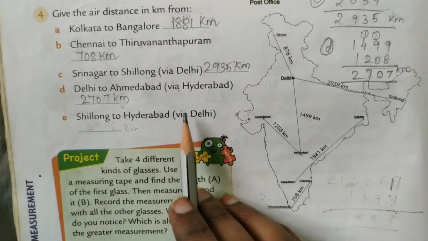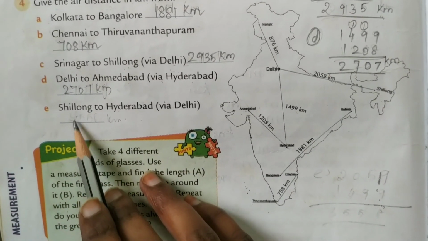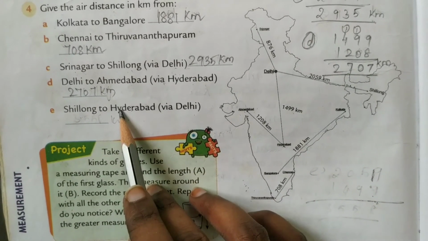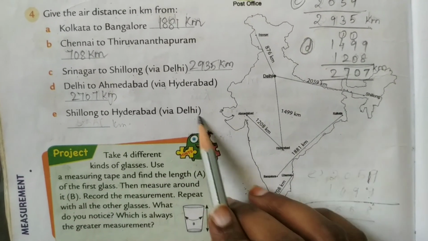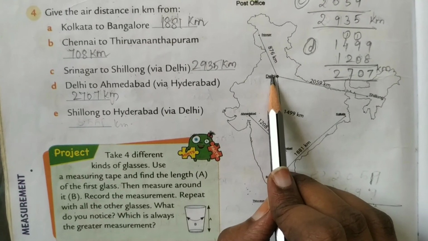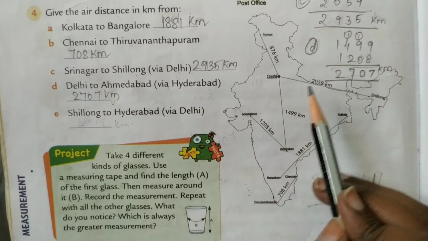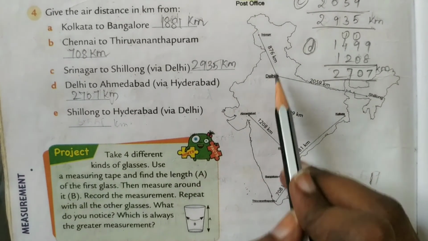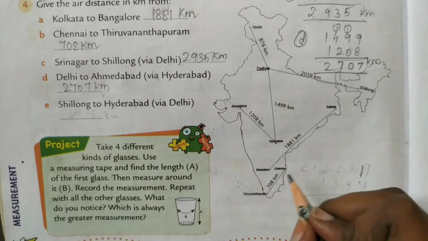Okay. Next, coming to the E question. Shillong to Hyderabad via Delhi. So start from Shillong, go to Delhi and then to Hyderabad. So where is Shillong? Shillong is here. Via Delhi, so Shillong to Delhi and then we have to reach Hyderabad. So this distance and this distance we are going to add. So E sum.